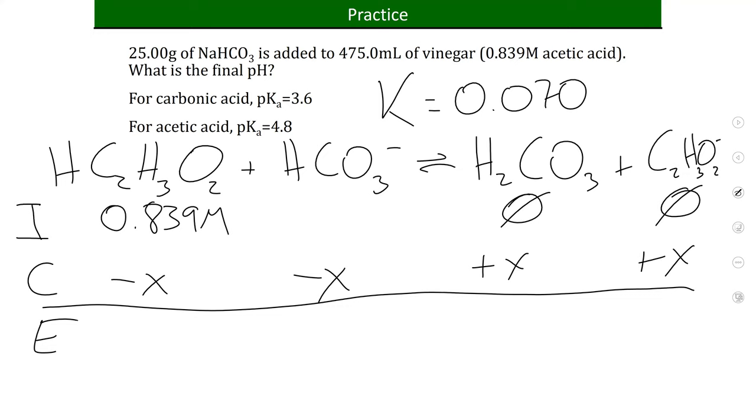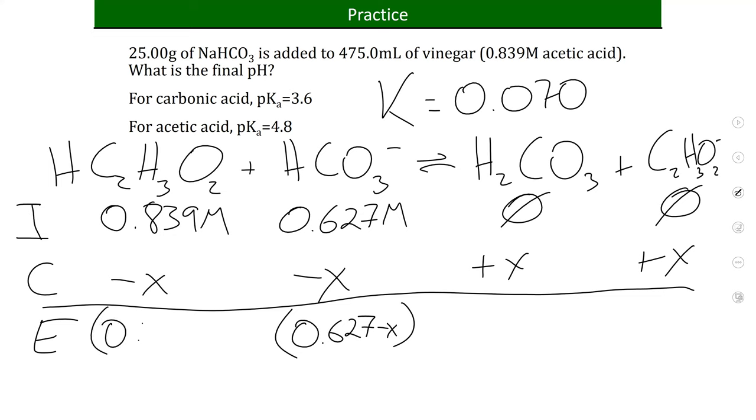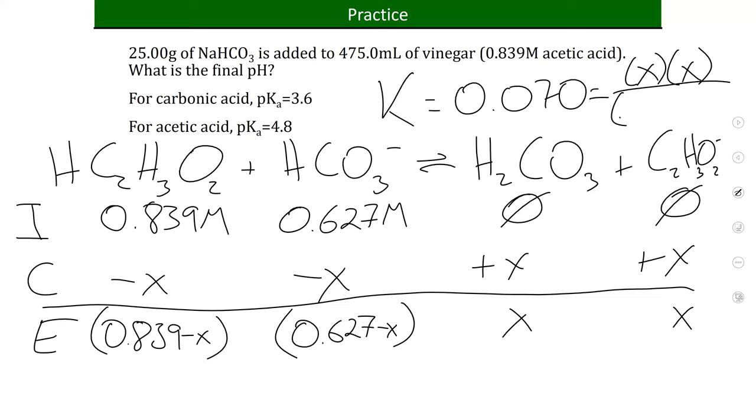Anybody run the numbers for hydrogen carbonate concentration yet? 0.627. All right, so at equilibrium, 0.627 minus X, 0.839 minus X, X, X. So plug everything in, products over reactants. X times X over 0.839 minus X times 0.627 minus X.